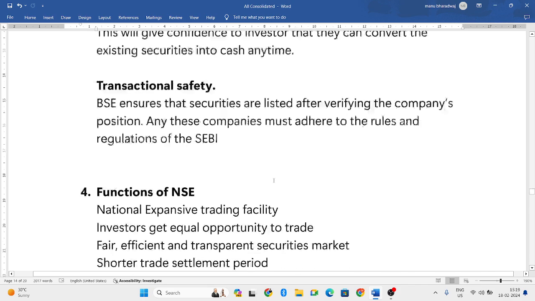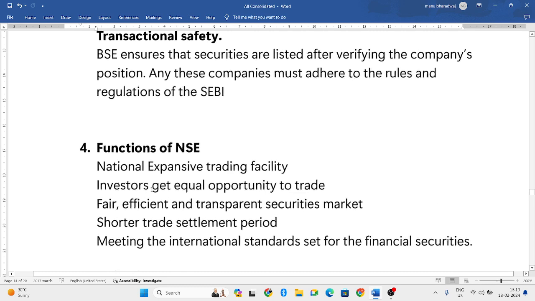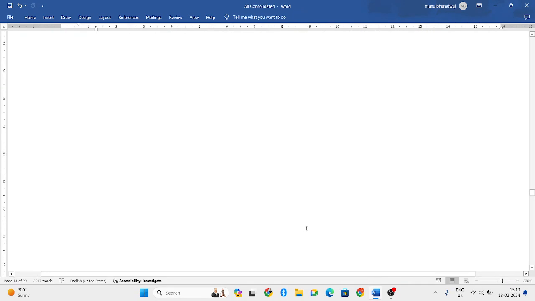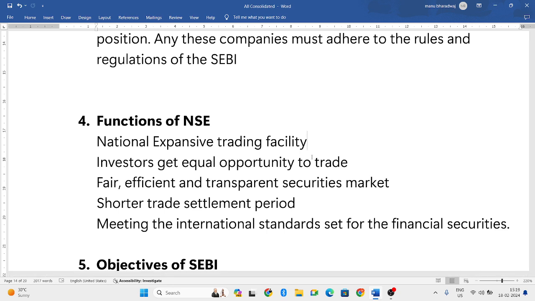Next, one more question is functions of NSE. Functions of NSE, there are a total of 5 functions. National expansive trading facilities. So throughout the nation, throughout India, you can trade. Throughout India, you can buy the securities. Throughout India, you can sell the securities. So your stock exchanges have been open nationwide. Next, investors get equal opportunity to trade. So it ensures that all the investors, small investors, large investors, medium investors, everybody will get an equal opportunity to trade in the secondary market.